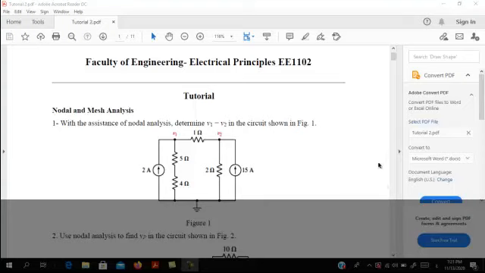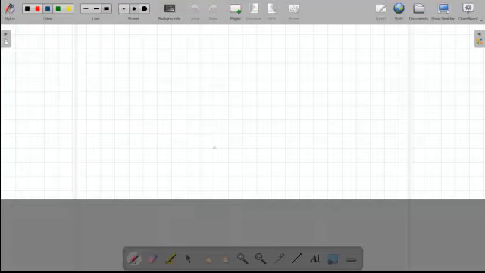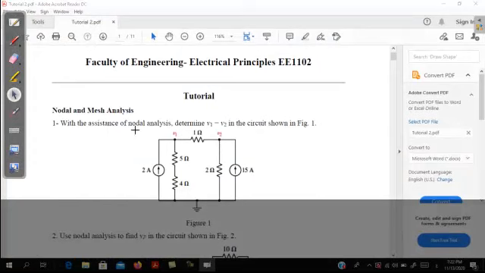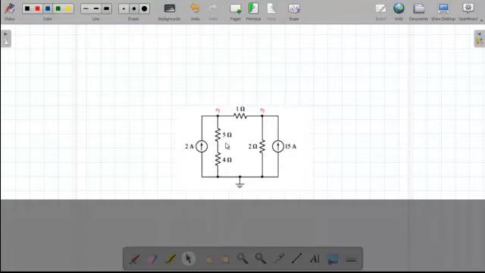So in this recording, I will be solving all the problems in the tutorial. So we start with the nodal analysis. In this problem, we need to find the voltage difference between V1 and V2.